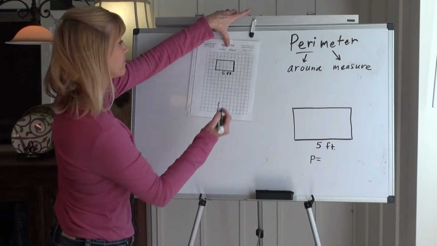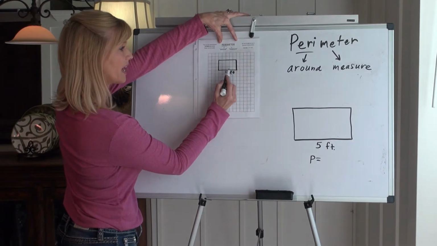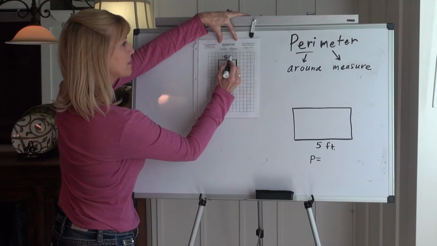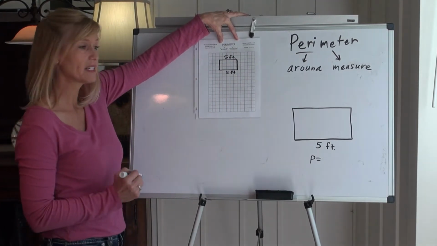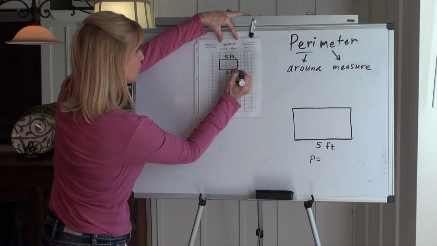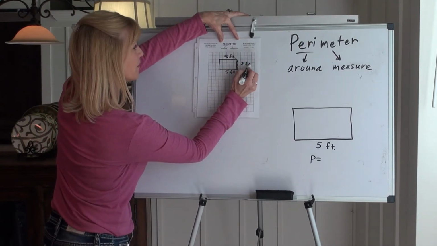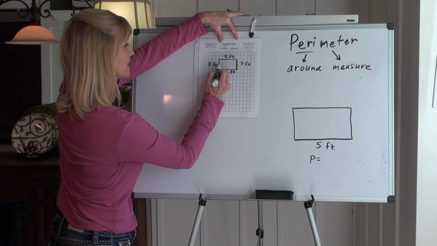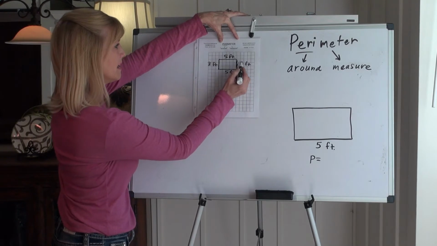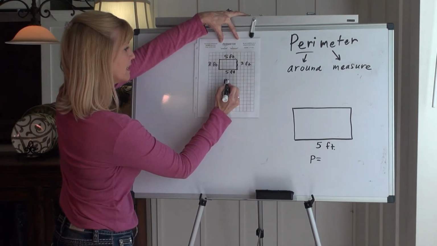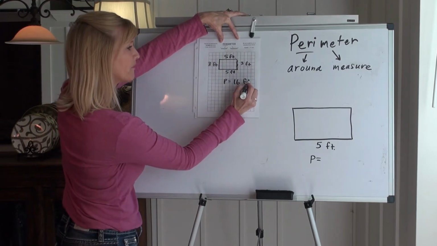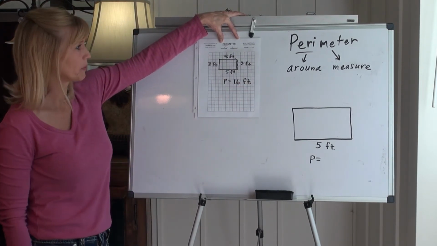Well, let's see. If this side is 5, 1, 2, 3, 4, 5, yes. So then that means the opposite side has to be the same measurement. And now, because it's on grid paper, I can just count. 1, 2, 3. This is 3 feet on this side, 3 feet on this side. So now we just add. 5 plus 5 is 10. 3 plus 3 is 6. 10 plus 6 is 16. And in this case, we're talking about feet. So it's 16 feet is the perimeter.